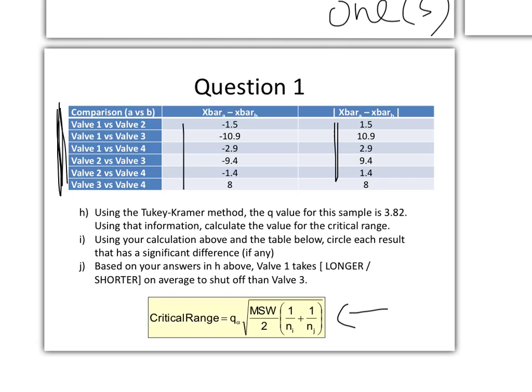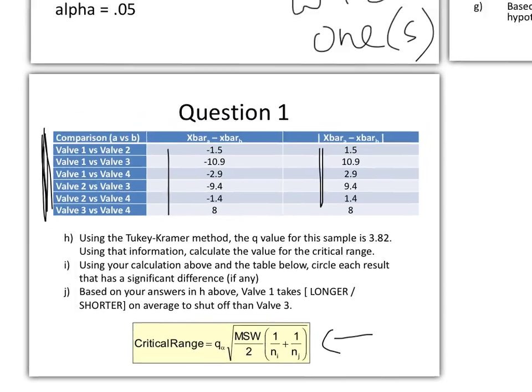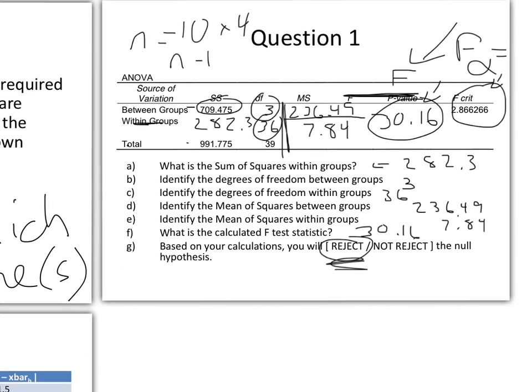So let's go back here and get this value. Before we do that, n is going to be 10 in all cases. So we only need to calculate the critical range once because we have equal sample sizes between our 4 valves. So that's good, it makes this a little bit easier. If you had different sample sizes, you'd have to put in the proper n value for each of these comparisons. Luckily, we don't have to do that here. So let's now go back here, and the mean squares within was 7.84.